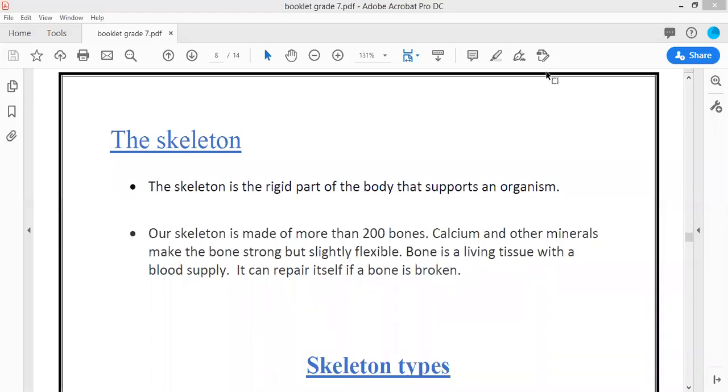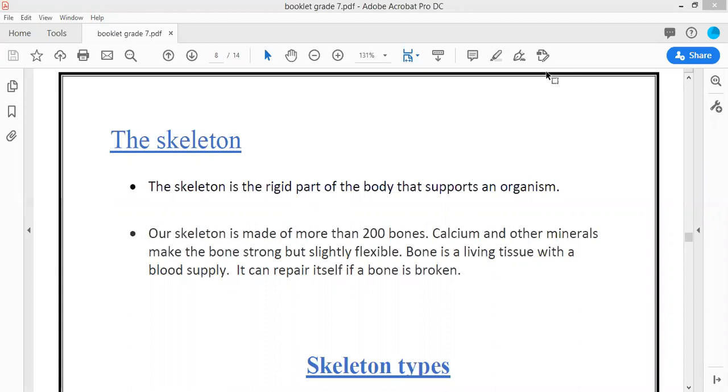Hello guys, today we are going to start the new chapter about the skeletal system and the skeleton. I know that we stopped the previous time at the pollution, the types of pollution. We are going to complete them later on, but let us start with the new chapter that will be about the organ system. Let's start with the skeleton or the skeletal system.